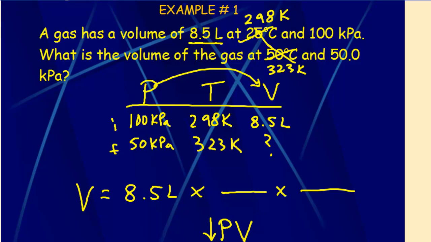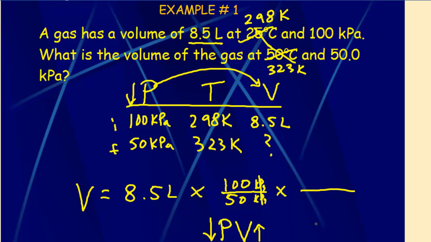So the volume will go up. Remember, pressure down, volume goes up. So in order to make the volume go up, we want to put the bigger number on the top. And the kPa and the kPa will cancel. So we just have to make sure those units are the same. So that one's done. Now we took care of the pressure.